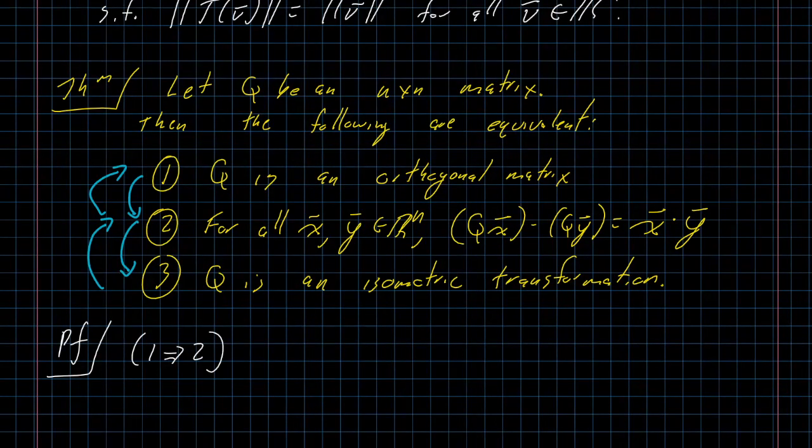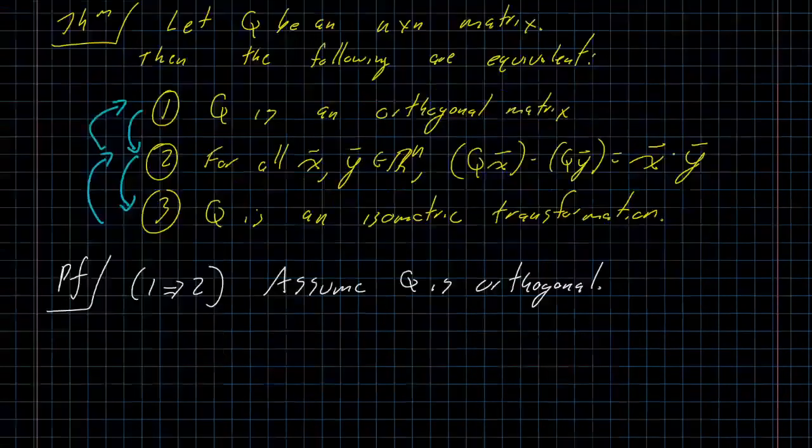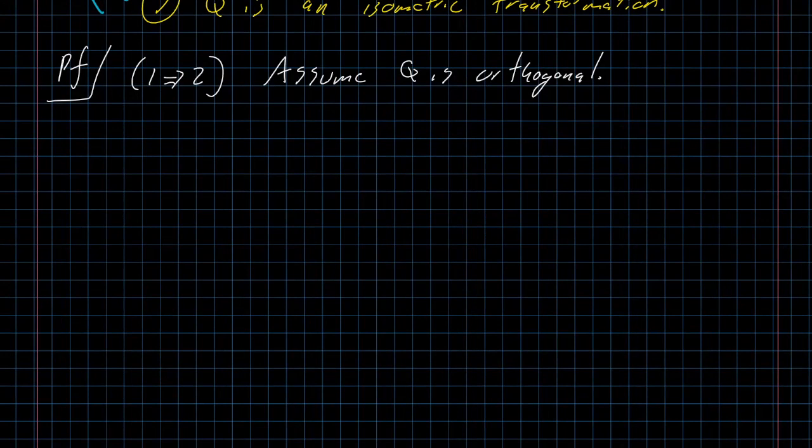Statement 1, remember, is that Q is orthogonal. So I want to assume that Q is orthogonal. I know that was still on the screen, but now it's not. We've proven that since Q is orthogonal, that means that Q transpose times Q is I.